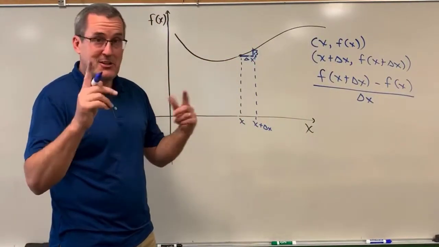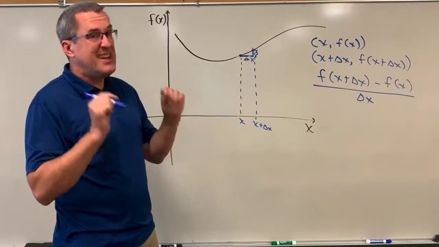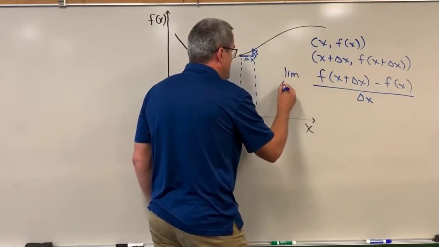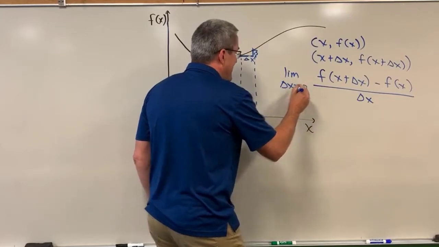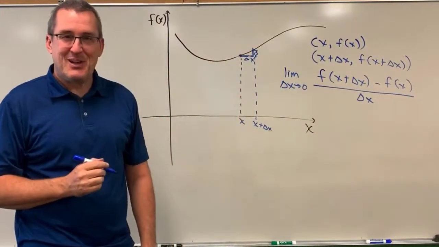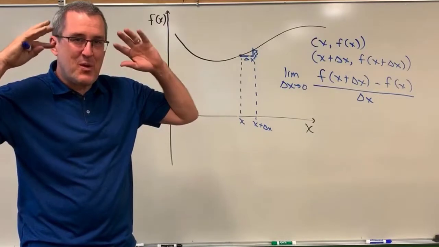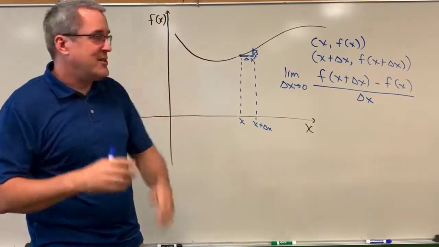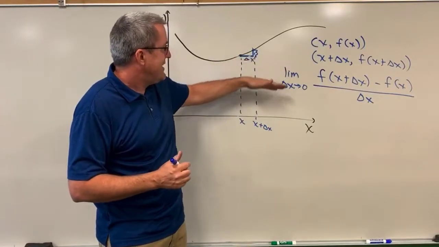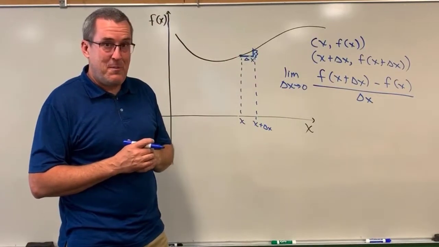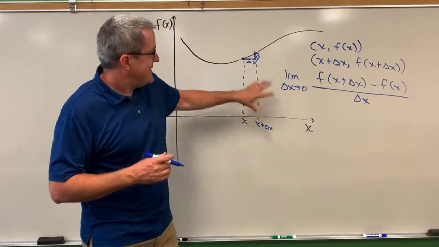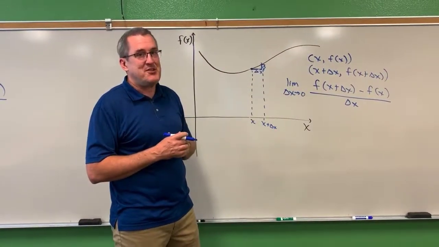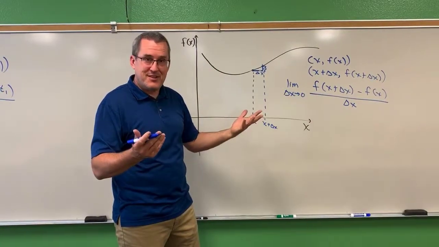Then the controversial part: to truly get it to be instantaneous, we allow that change in x to be smaller and smaller and smaller. It's like a thinking process. We're imagining delta x shrinking, getting closer and closer to zero. We take the limit as delta x approaches zero. And this is called the limit definition of the instantaneous rate of change, the derivative.